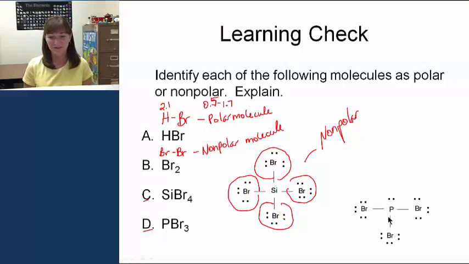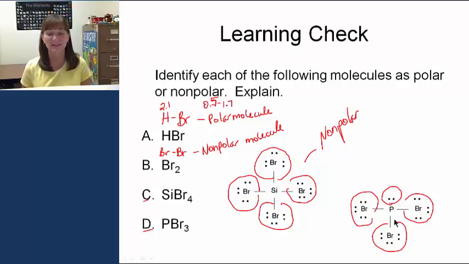If I come over here to phosphorus tribromide and I circle everything around the phosphorus, now you've got to be careful because this is where students mess up. You have to circle that lone pair of electrons because it's also around the phosphorus. Are all 4 of these circles containing identical things? The answer is no, because this lone pair is not identical to the bromines. So because of that, this ends up being a polar molecule.